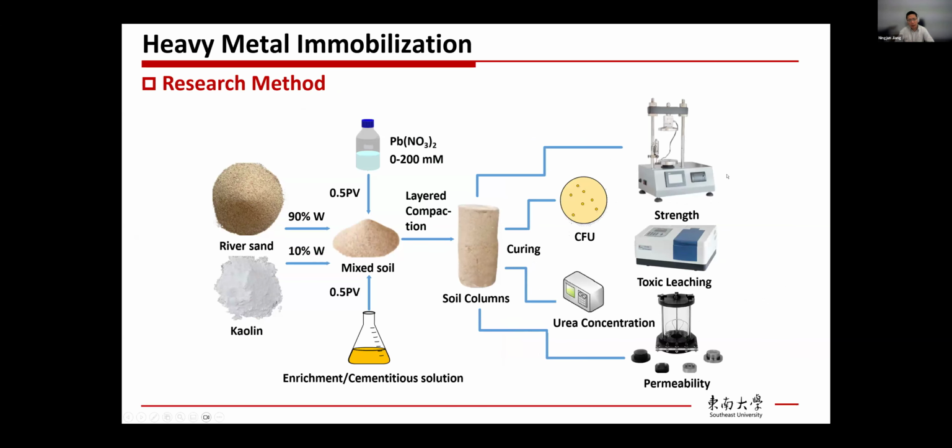Okay, so this slide shows the research method. In this particular test, we use 90% sand plus 10% kaolin to simulate a clay sand soil. Then the clay sand soil is mixed with artificially prepared lead contaminant to make the artificial contaminated soil. Then the artificial contaminated soil is mixed with enrichment and cementation solution to trigger the MICP process. And finally, we can make the kaolin sample.